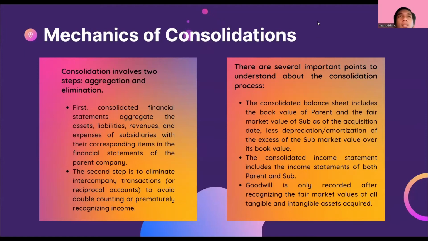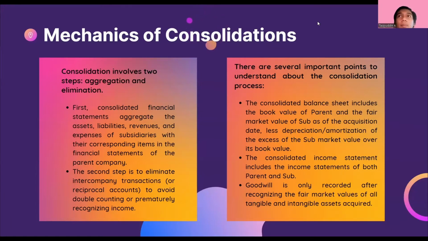Alright, we continue about the mechanics of consolidation. So first, the consolidation involves two steps, that is aggregation and elimination. The first is that the consolidated financial statement aggregates the assets, liabilities, revenues, and expenses of the subsidiaries with their corresponding items in the financial statement of the parent company. The second step is to eliminate intercompany transactions or reciprocal accounts to avoid double counting or prematurely recognizing the income.